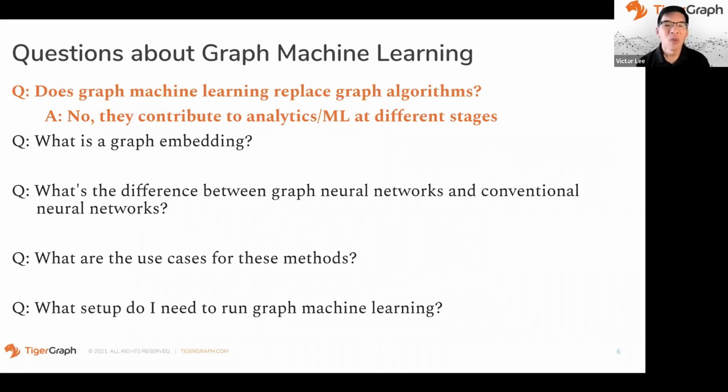So we have answered the first of our questions. Does graph machine learning replace graph algorithms? No, it doesn't, because they contribute in different ways. Graph algorithms are great during the feature extraction and feature engineering phase. They can also be used during the data cleansing phase. Graph machine learning is really the whole scope. But if you wanted to think of it as just the graph neural networks, then that is a later stage that comes after you probably use the graph algorithms.